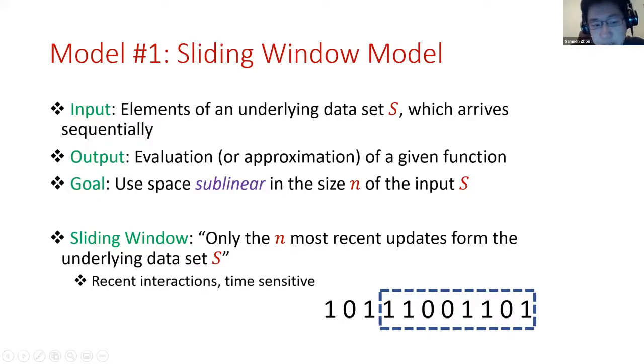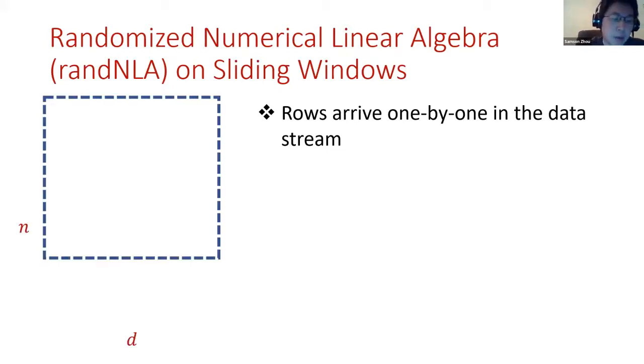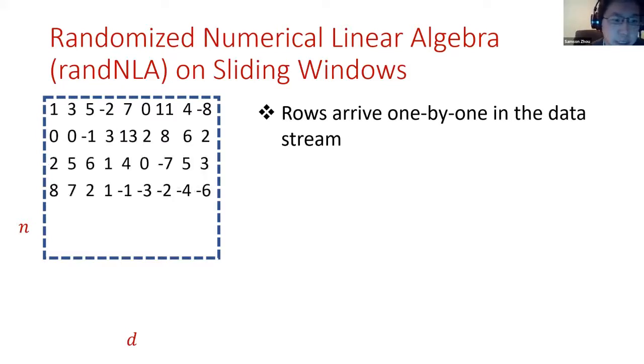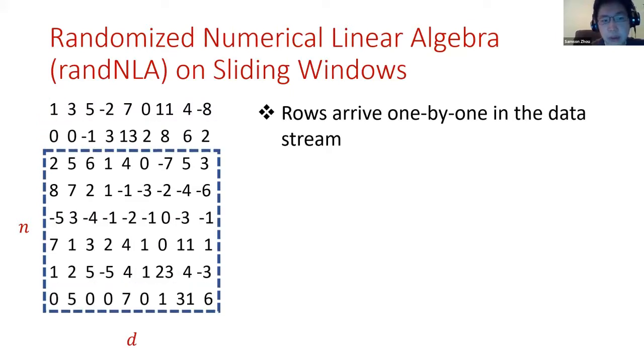So the sliding window model emphasizes recent interactions, and thus it's more appropriate for applications in which time-sensitive issues matter more. We'll consider the row arrival model, in which we have an underlying matrix A with dimensions n by d, and the rows of the matrix arrive one by one. So until, in this case, 6 rows arrive, all the underlying rows form the data set. But when we get the 7th row and the 8th row, then we only care about the 6 most recent rows.